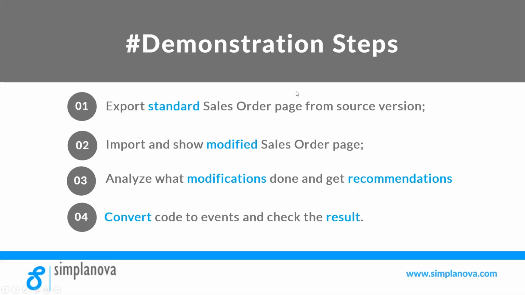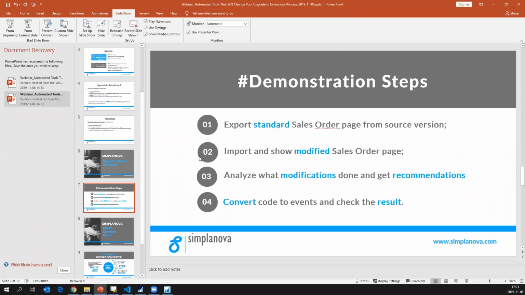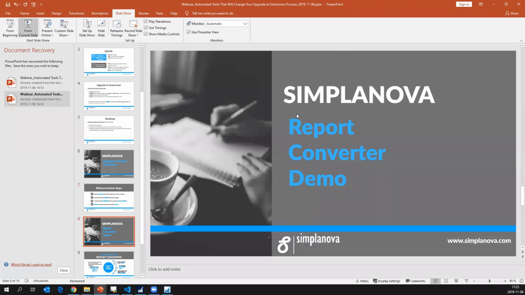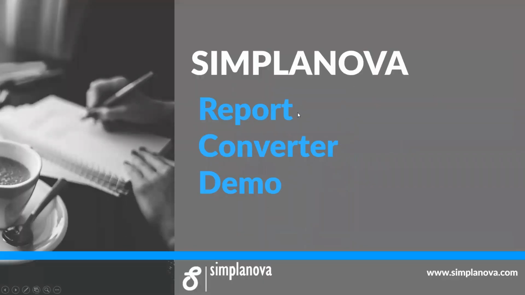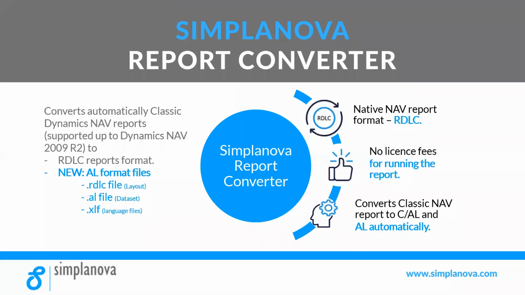So this is the first part of our session, and let's move on to Simplanova's report converter. As you know, we launched this tool back in 2017. The main idea of this tool was to convert classic reports to RDLC, but time is simply passing by, and Microsoft is making some changes as they have launched the AL language, as they have launched Business Central, and so on. So we saw that we needed to make these adjustments as well, and we have invested quite a lot of time.